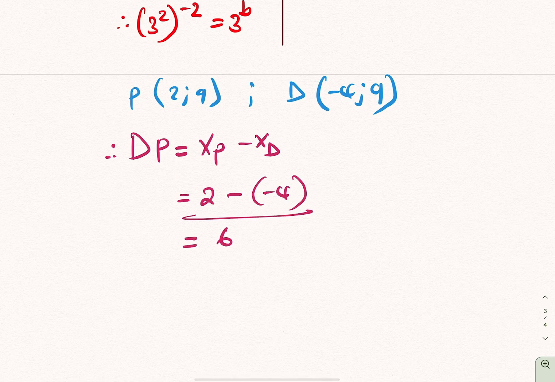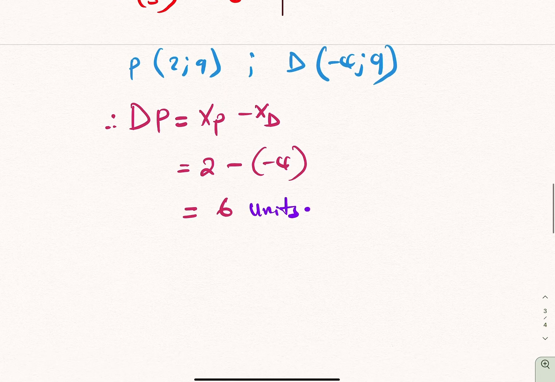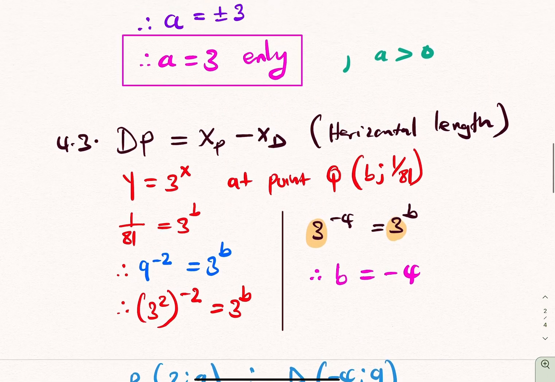You punch it in your equation to get it, because this one is a length, students. You must not forget to write units. This is 6 units. It's the length of DP. If you have any question on how I'm doing it, please don't forget to comment so that I can explain in the comment section. Well, this is how you go about 4.3.